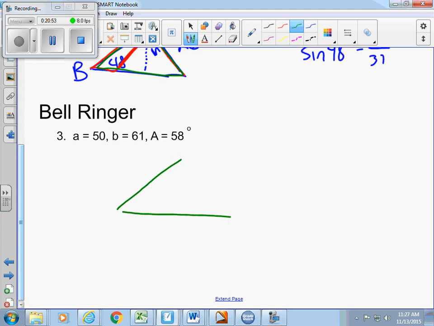58 degrees and 58 degrees. 58 degrees in the bottom left. And if 58 has to be opposite, 61 has to be over there. So I need to know how big is the height, right? That's really every time that one of these triangles pops up, that's my question. What's the height?